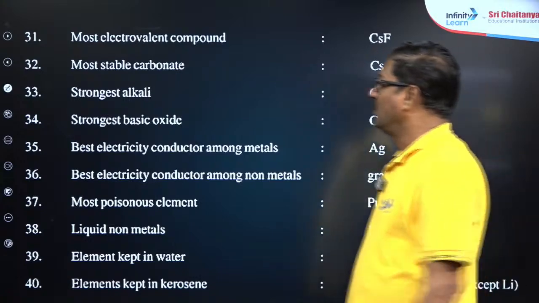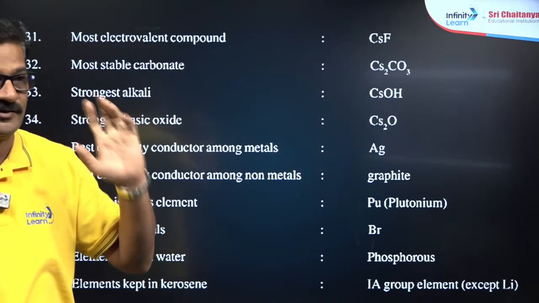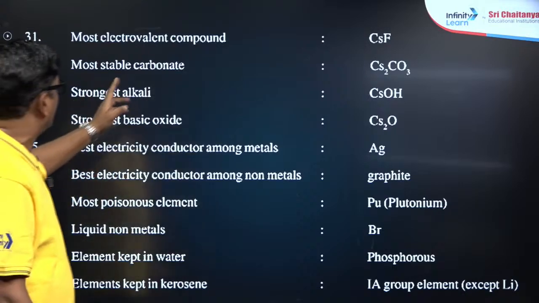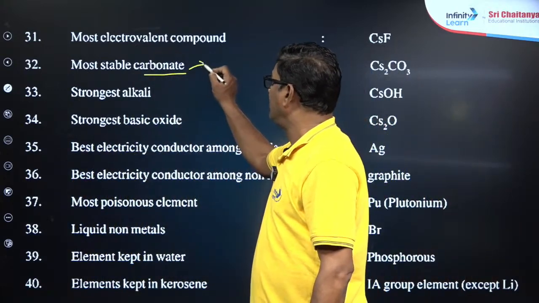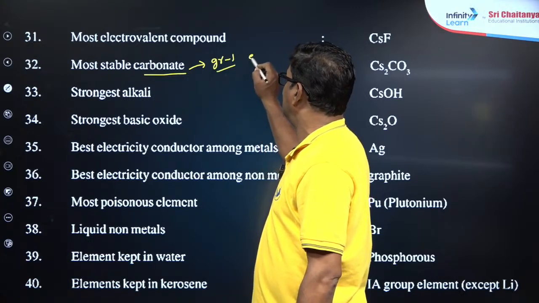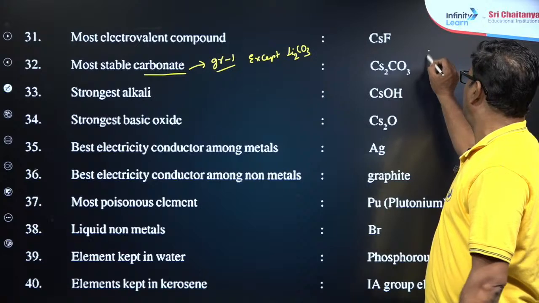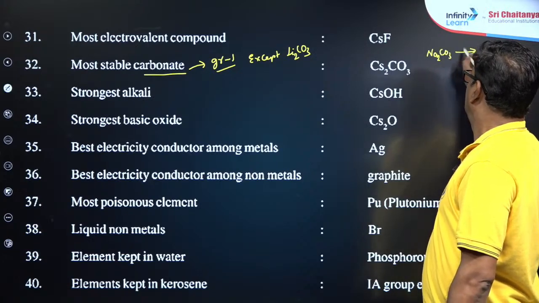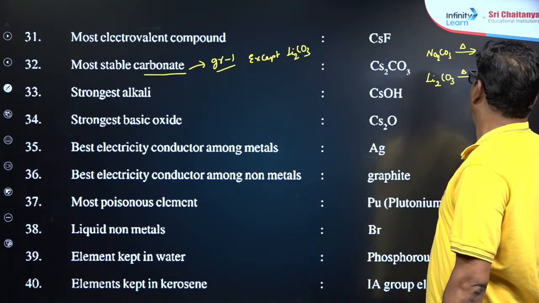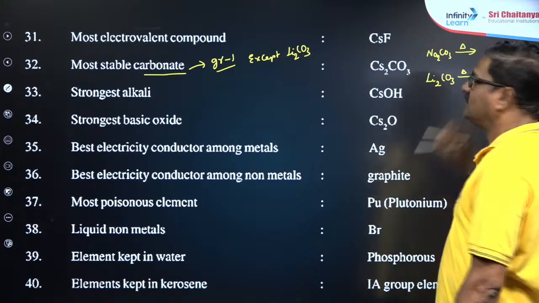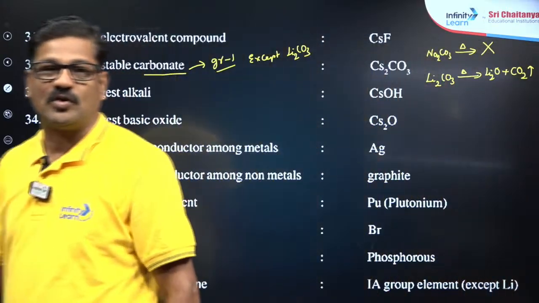Next, 31. Most electrovalent compound, cesium fluoride. Most electrovalent means it is most ionic. Electrovalent bond means ionic bond, right? And the most stable carbonate, cesium carbonate. You know, the most stable carbonates are alkali metal carbonates, group 1 carbonates, except lithium carbonate. If you heat lithium carbonate, it is going to decompose to give Li2O and CO2, whereas sodium carbonate does not. Alkali metal carbonates do not decompose.